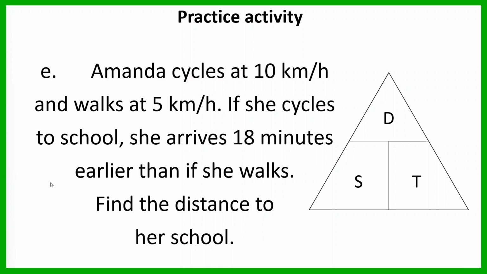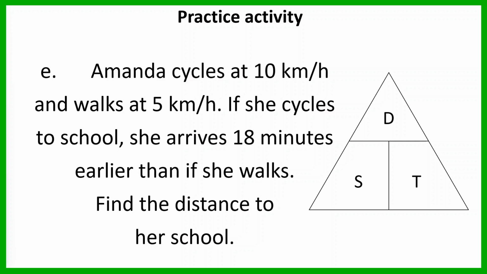Okay, so let's go through this question. First of all, they've told us two different speeds. They've given us the speed at which Amanda cycles, which is 10 kilometers per hour, and the speed at which she walks, which is 5 kilometers per hour. They've also given us the difference between the length of time it takes her to get to school if she cycles compared to if she walks. She will arrive 18 minutes earlier if she cycles than if she walks. And we need to work out the distance to her school.